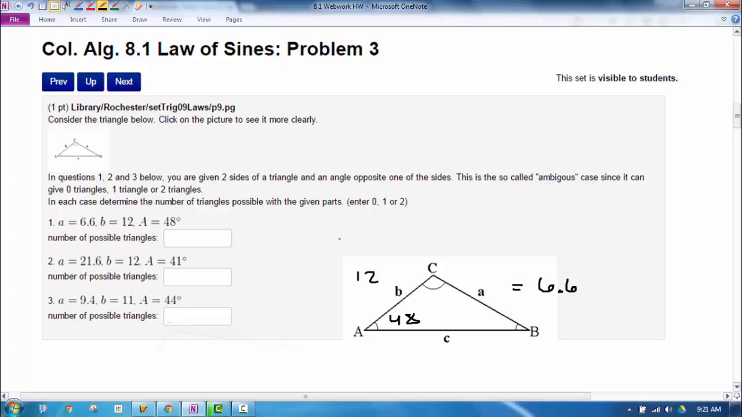Okay, so for this one, we could potentially have 0 triangles, 1 or 2, because if I were to swing this side over, it could be that it lines up over here, and this is still 6.6, and this is still 12, and this is still 48. So we have to check that. It could also be that it's exactly the height, in which case there'd be 1 triangle, so 6.6 is exactly that length. Or it could be that 6.6 isn't long enough to even connect here, in which case there's no triangles. So let's figure that out real quick.